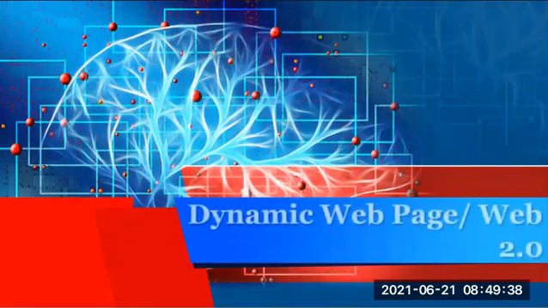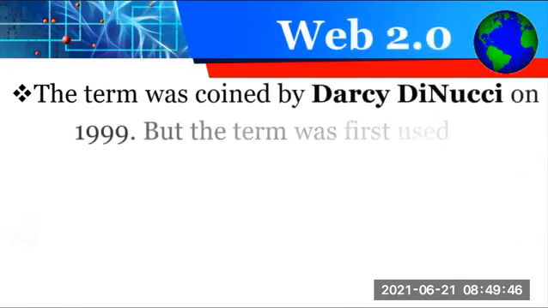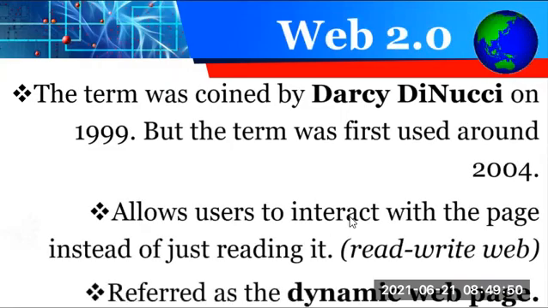And another type of web page is the dynamic web page or Web 2.0. So Web 2.0, the term was coined by Darcy DiNucci in 1999. But the term was first used around 2004. So this Web 2.0 allows users to interact with the web page instead of just reading it.